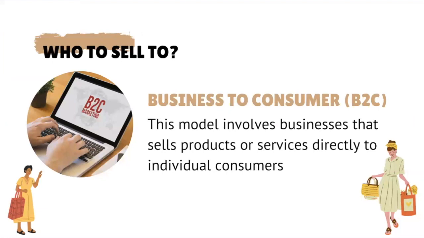So now that we've talked about the different types of markets, let's focus on who businesses sell to. So the first one we have here is business to consumer, or B2C. And this involves a business selling a product directly to individual consumers. Now, most businesses are like this. If you think about iPhone companies like Apple or Samsung, they sell their products directly to people.